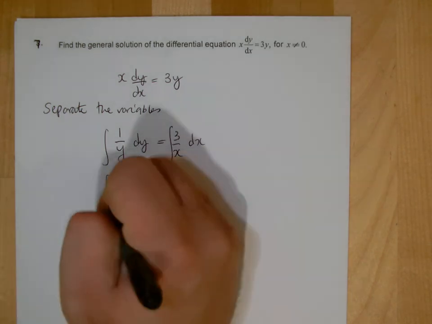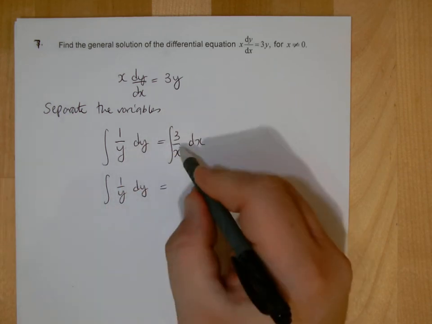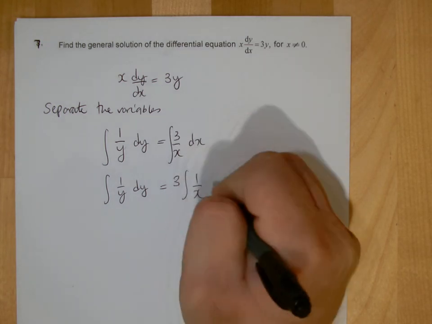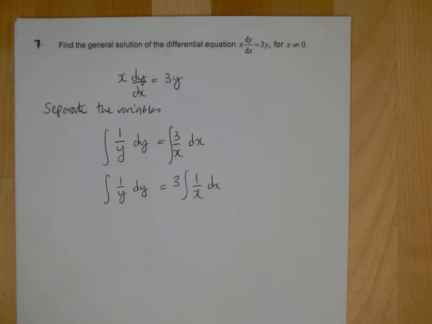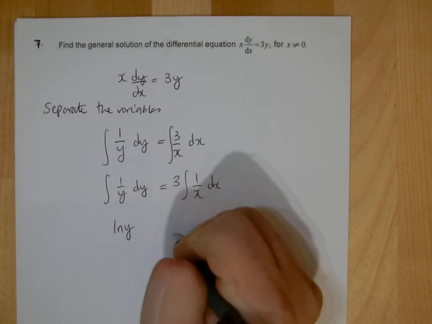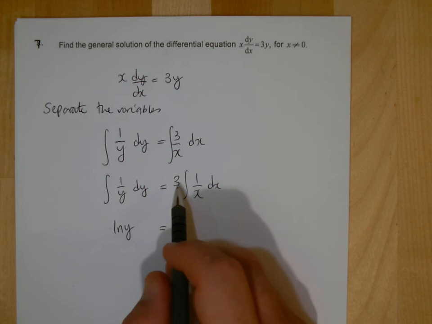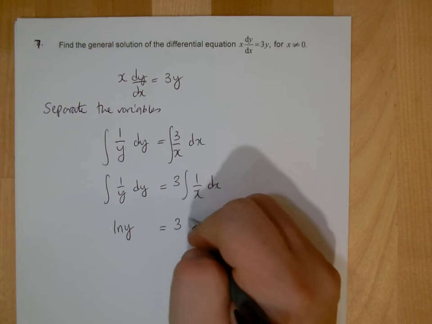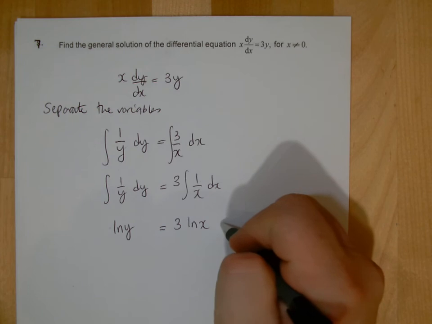Now, one thing you could do to start with, you could rewrite it like this. Because this is 3 over x, this is the same as saying 3 times 1 over x. You could take the 3 outside the integral if you want, because it's a constant 3 multiplying 1 over x, so just take it outside. Now 1 over y, remember, becomes ln y, as we saw in the last example. 3 then is constant, and then 1 over x becomes ln x. And then don't forget to put our constant in.